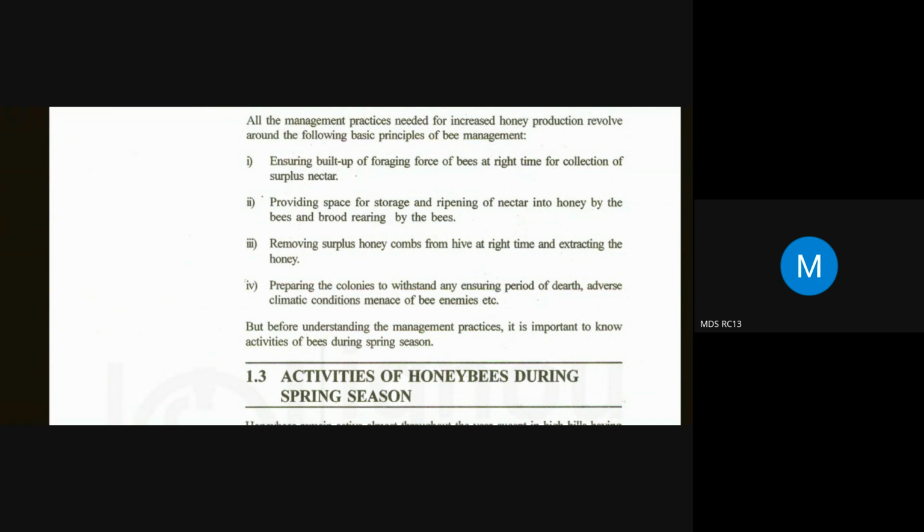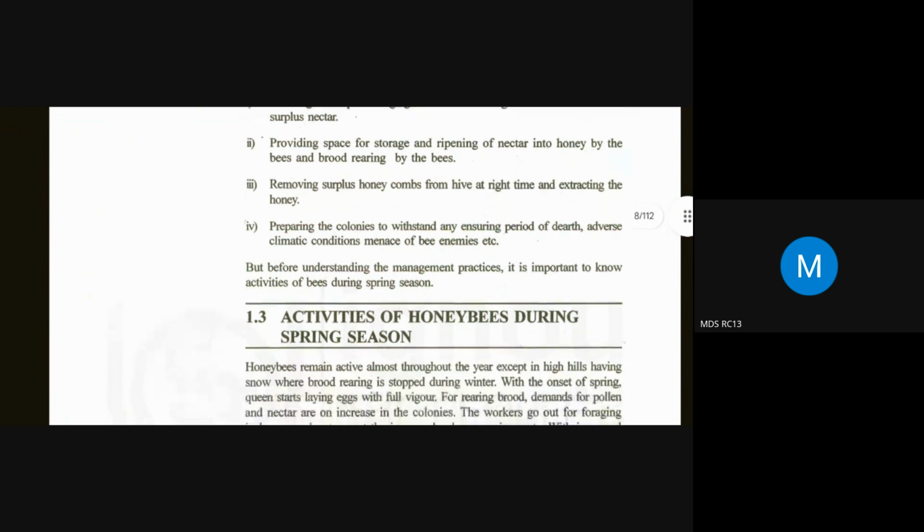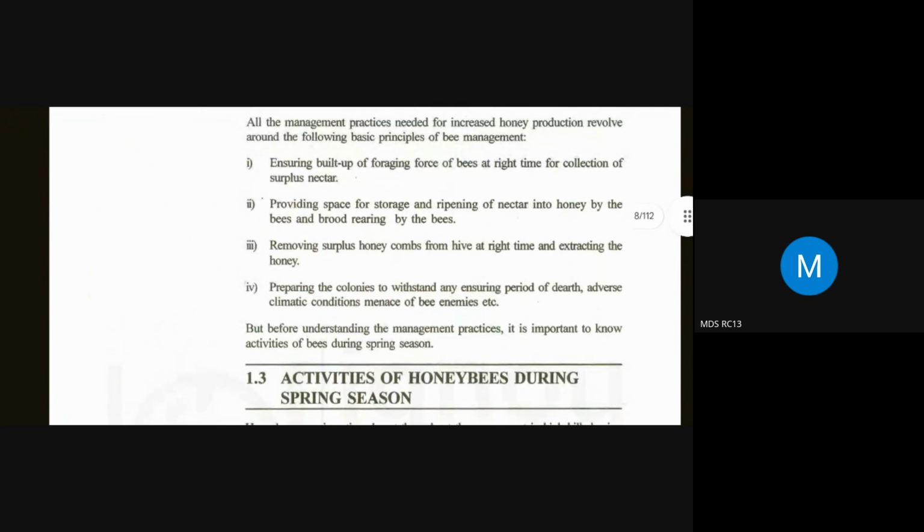I think we have discussed that. Comb foundation is a wax sheet marked with the right cell size. Have you all seen the comb foundation sheet?